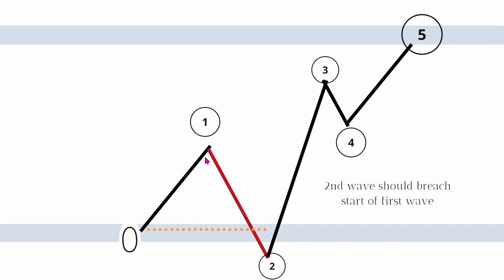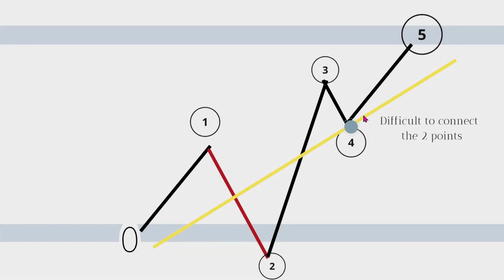So price is moving up, that's our first wave, and then price in our second wave comes down and it breaches the start of the first one. So this is a nullified trend. In this case, it would be very difficult to connect 2 points.